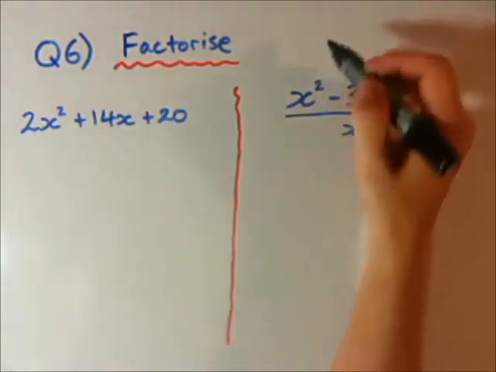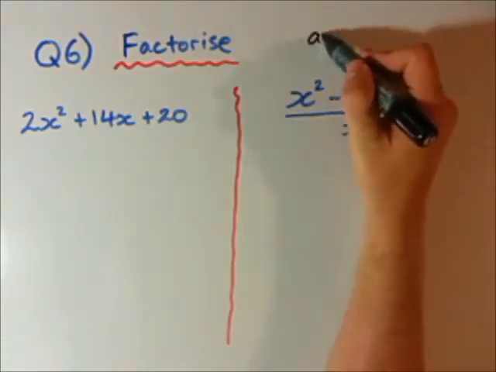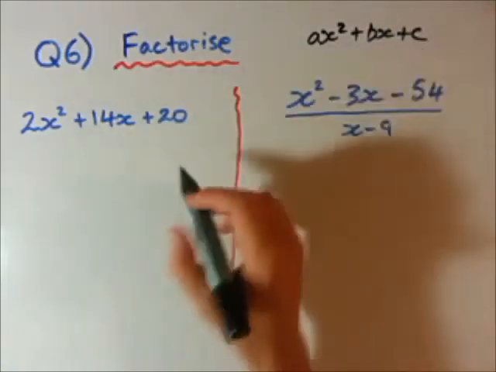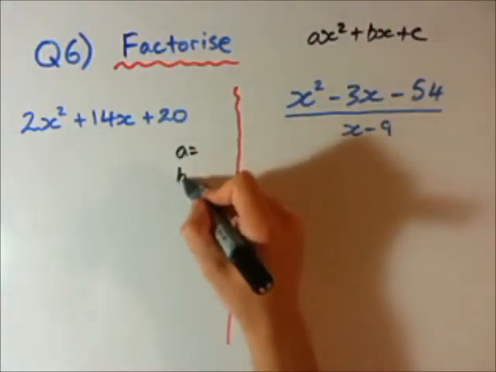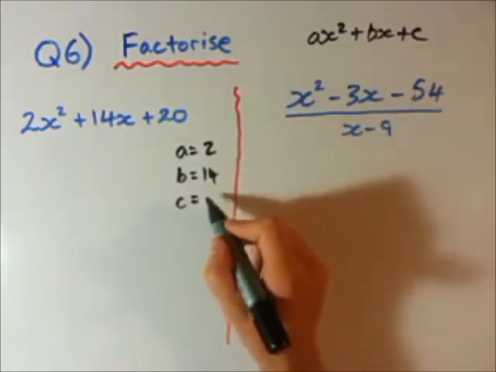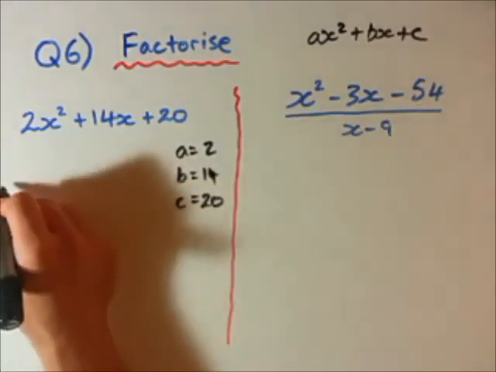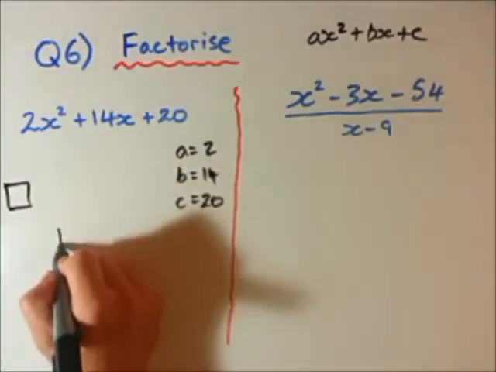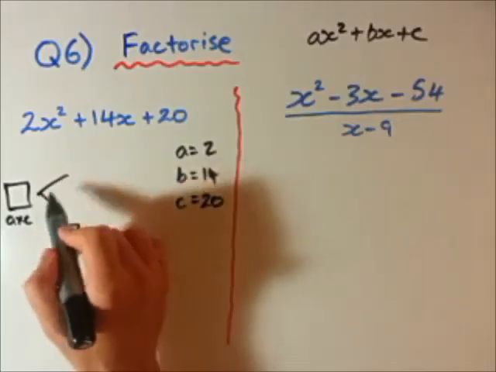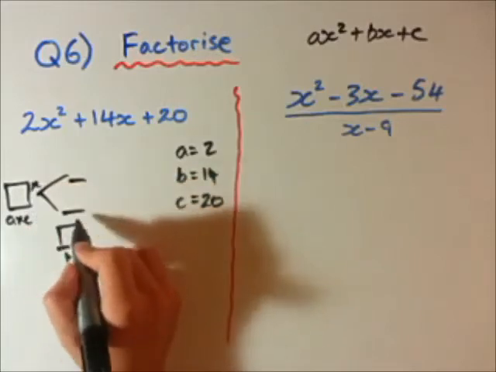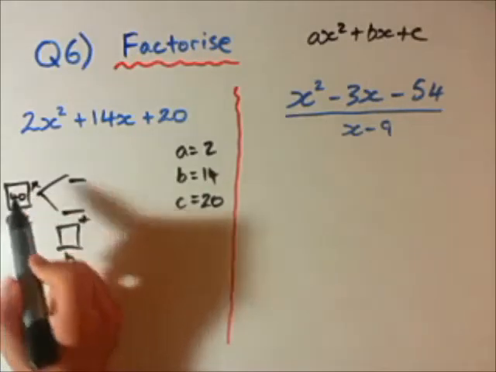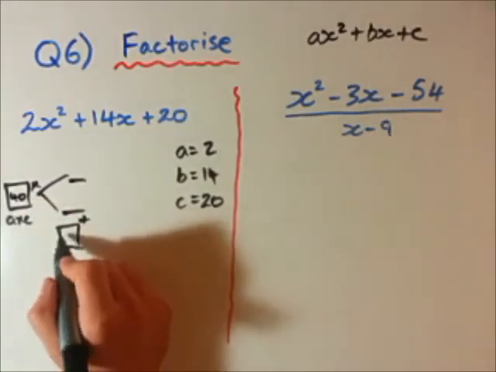Okay, so let's recap. We have the form of quadratic is ax squared plus bx plus c. Remember the first step, we're going to write our a, b and c. So a is 2 this time, b is 14 and c is 20. Let's go and draw a diagram up. I'm getting quite good at doing that one. A times C, 2 times 20 is 40. And B will be just 14.